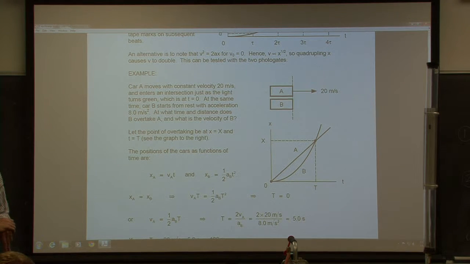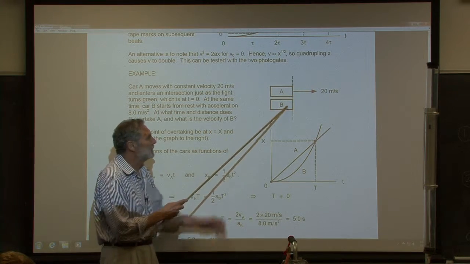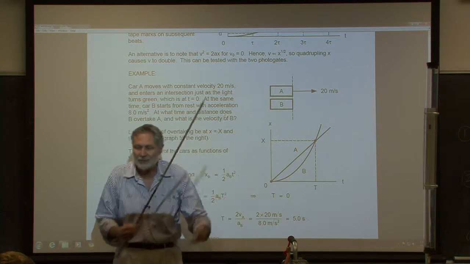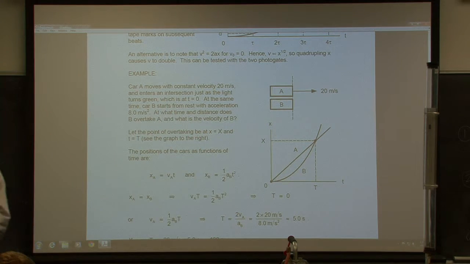So, what do you think the question is? What's interesting here? This person has a constant acceleration. This person's going to be, A is going to be ahead of B. But what eventually has to happen? B will overtake A. So that's the problem. Find out where that happens, and what the velocity of B is at that point.